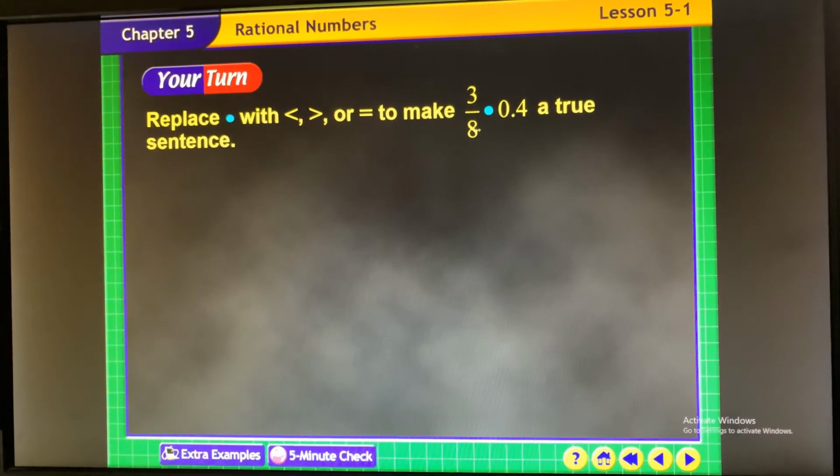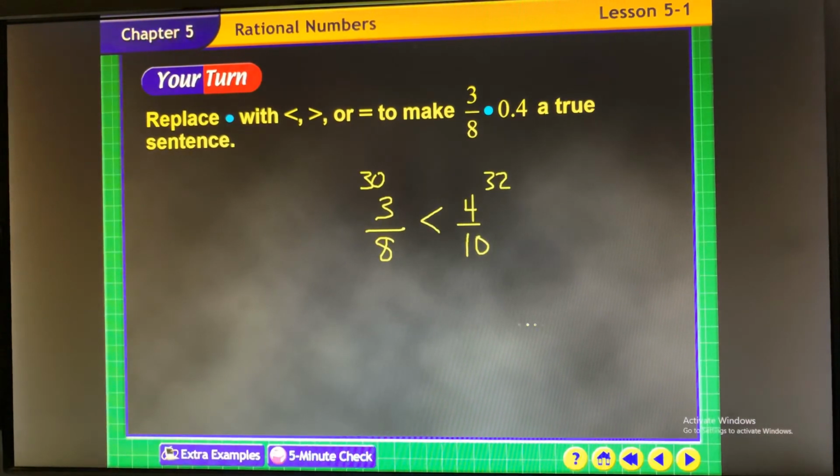This is a benchmark fraction. If you knew your benchmark fractions, you would know that decimal right away, or you could just change 4/10 into a fraction and do your cross multiplying, and see the 4/10 is larger.